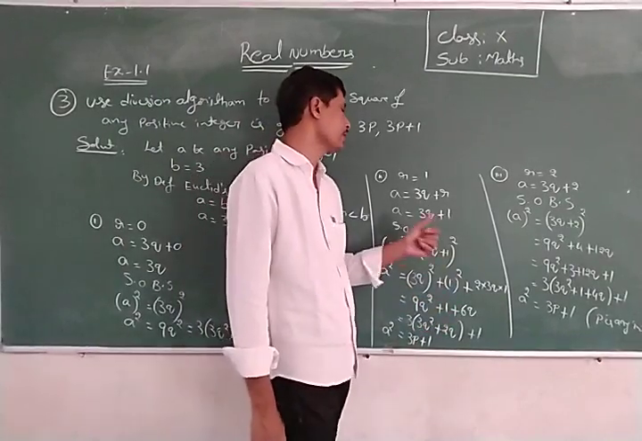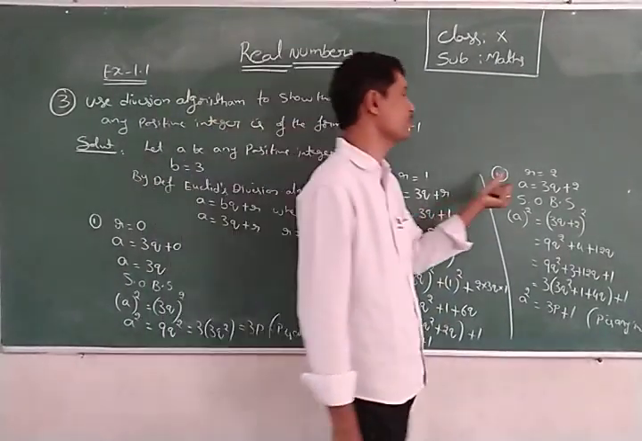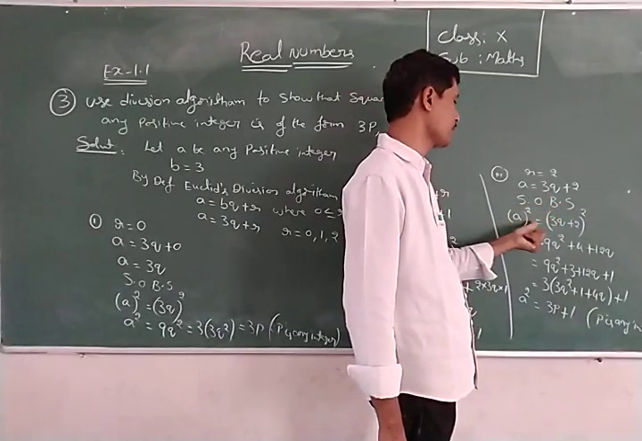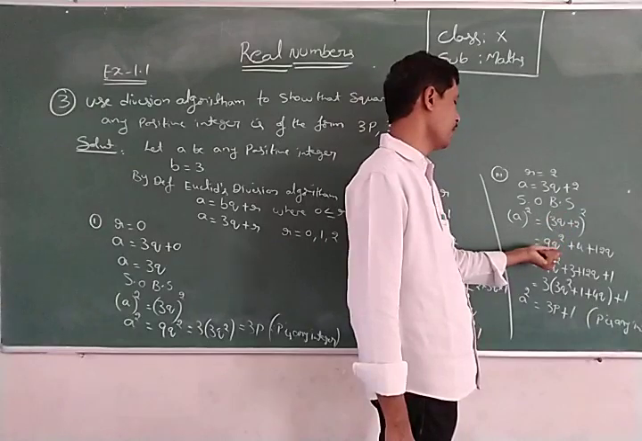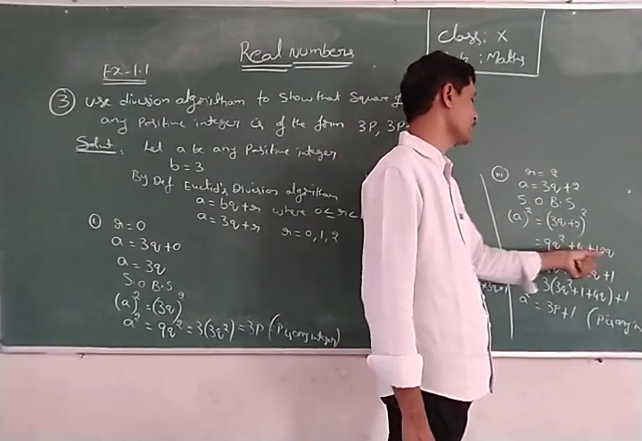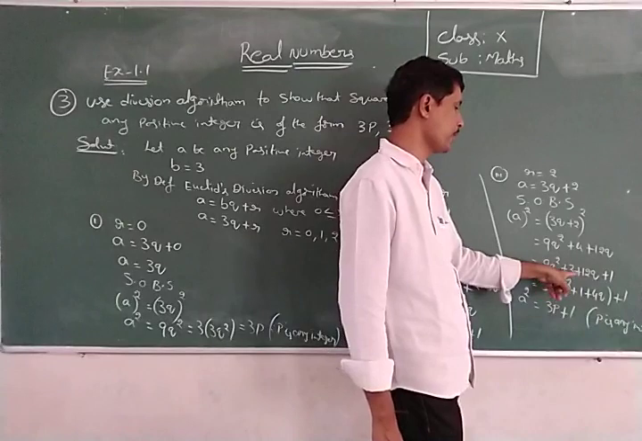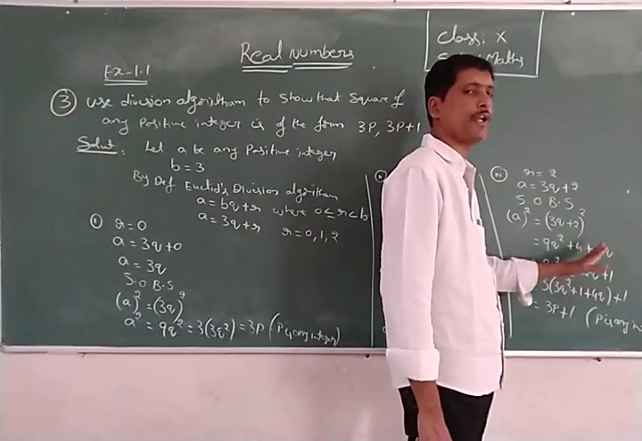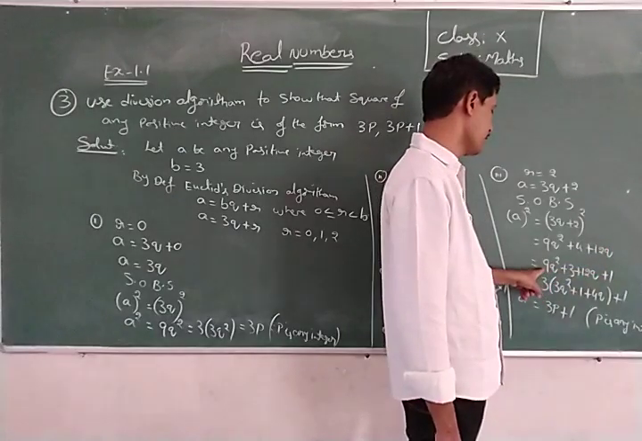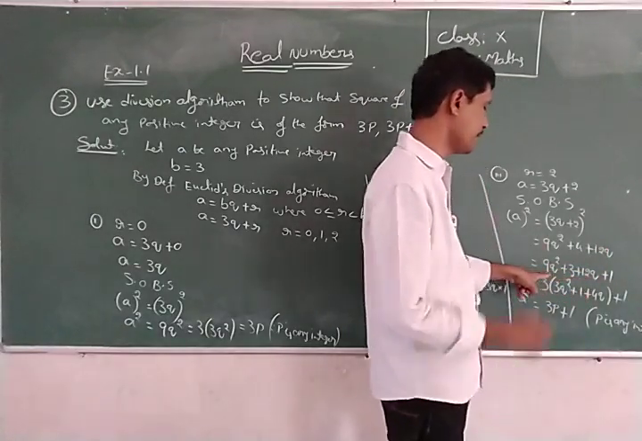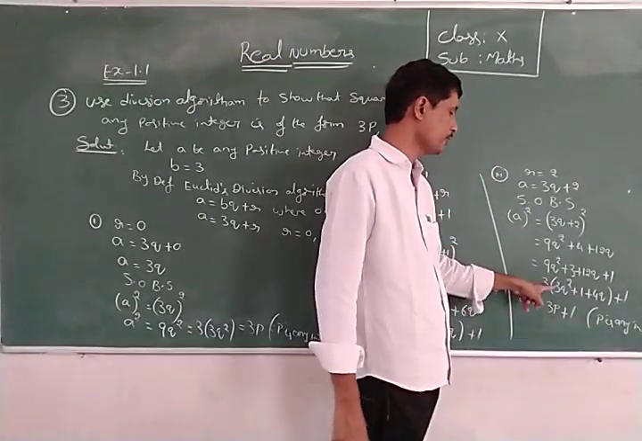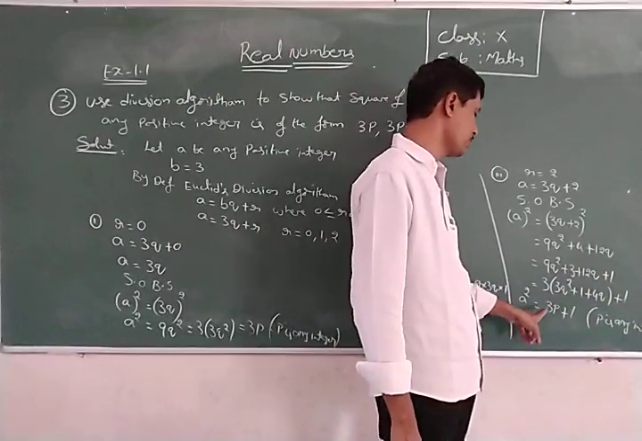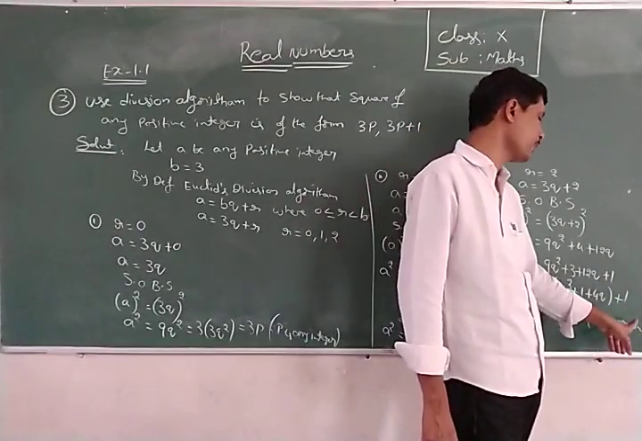Next, the remainder is 2. Substitute r equal to 2, so a equals 3q plus 2. Squaring both sides, a squared equals (3q plus 2) squared, which is 9q squared plus 4 plus 12q. Here 4 can be written as 3 plus 1, that is the difference. So 9q squared plus 3 plus 12q plus 1. Taking 3 common from the multiples of 3, we get 3 into (3q squared plus 1 plus 4q) plus 1. Therefore a squared equals 3p plus 1, where p is any positive integer.